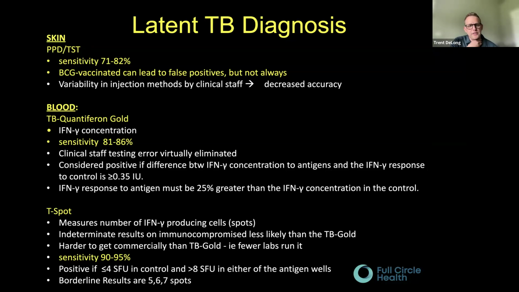So the TB QuantiFERON Gold is considered positive if the difference between the IFN gamma concentration to the antigens and the IFN gamma response to the control is greater than or equal to 0.35 IUs. The IFN gamma response to the antigen must be 25% greater than the control. And that is actually important to note when testing.